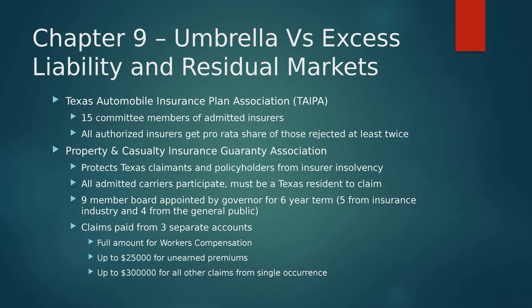If you're a Louisiana resident that happens to have Texas property, you just cannot, unfortunately, make a claim in this program. This is made up of a 9-member board that is appointed by the governor for a 6-year term. 5 come from the insurance industry and 4 come from the general public. They set up 3 separate accounts to pay out the claims for these situations. So the full amount will be paid in the case of any workers' compensation claims, up to $25,000 for any unearned premiums in those cases where the insurer goes out of business, and up to $300,000 for all other claims from a single occurrence will be able to be paid out of these separate accounts.